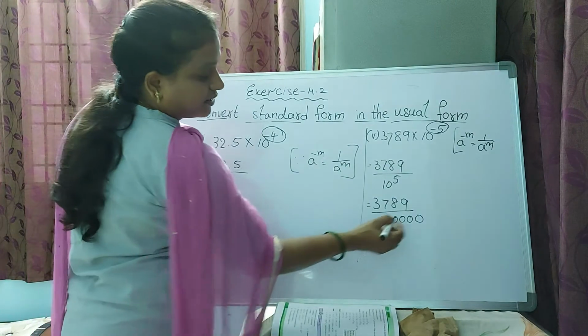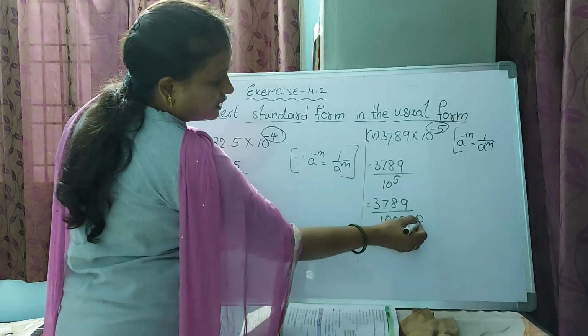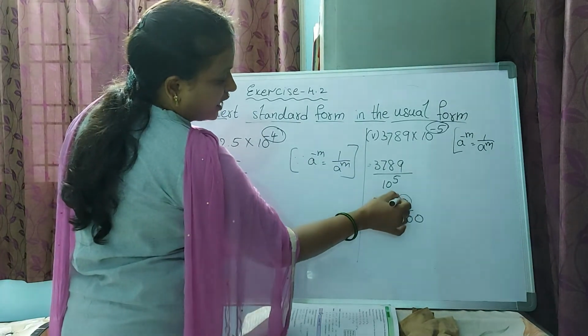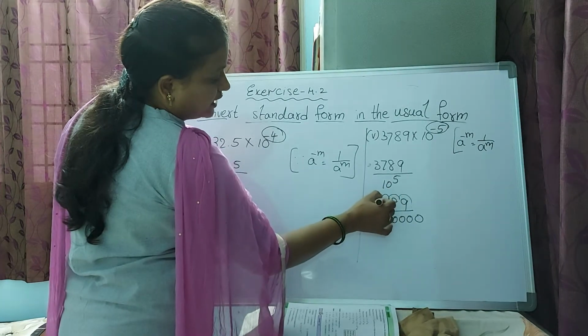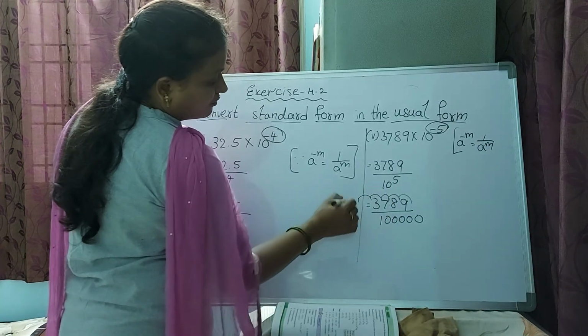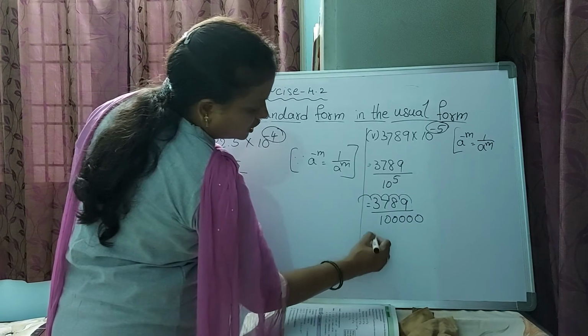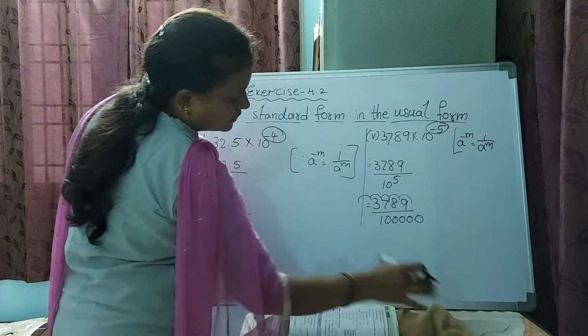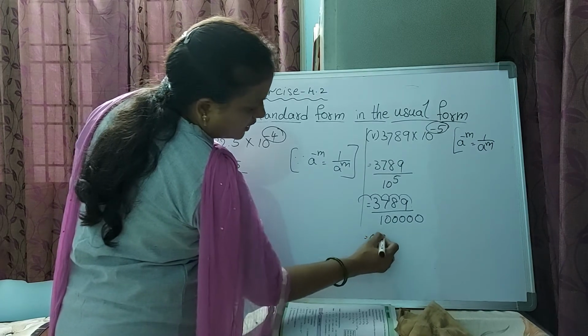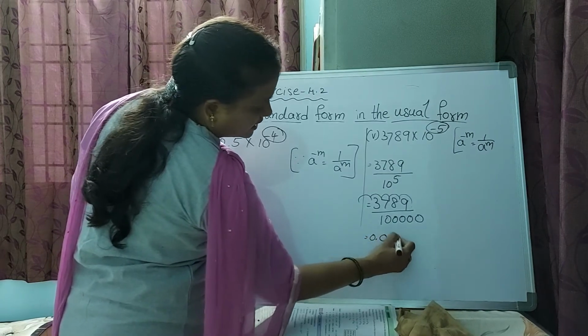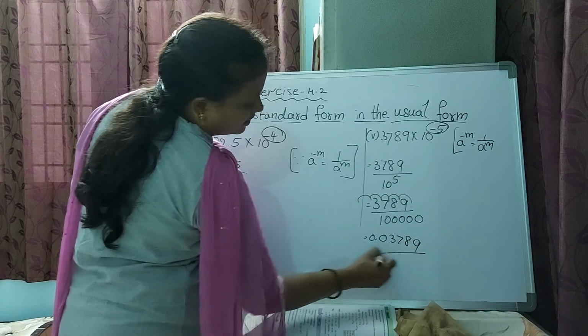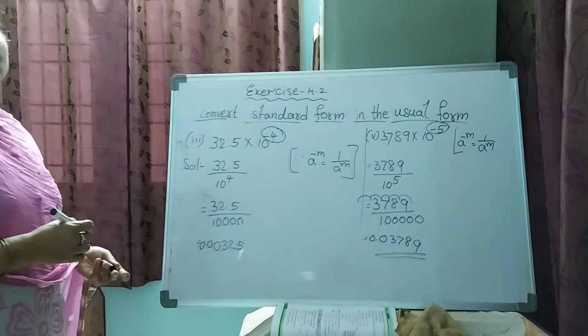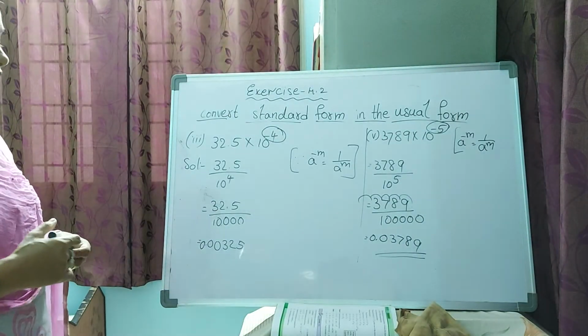So put the point. Now the point is here. Jump 5 times. 1, 2, 3, 4, 5. One more should come. So 0. 0.0, 10 should come. 0.03789 is the usual form. In this way we can solve the negative.